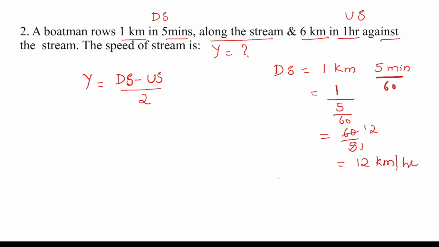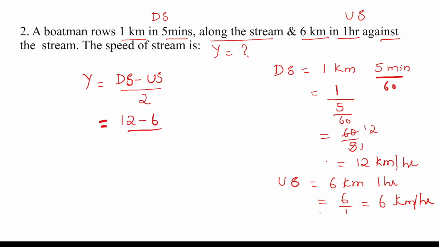And what is upstream speed? So distance is 6 km and in 1 hour, isn't it? So the upstream speed is distance upon time, which is nothing but 6 upon 1, which is 6 km per hour. So now we got downstream speed and upstream speed. So we can substitute it here. So it is 12 minus 6 divided by 2, which is equal to 6 by 2, which is equal to 3 km per hour. So the speed of the stream is 3 km per hour.